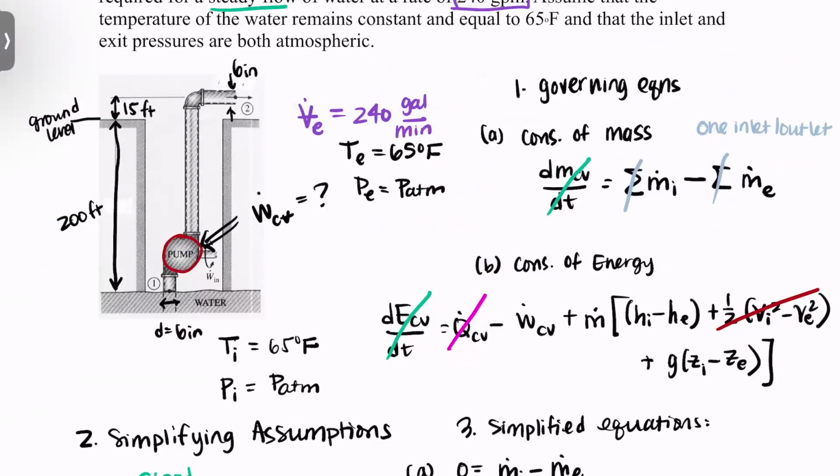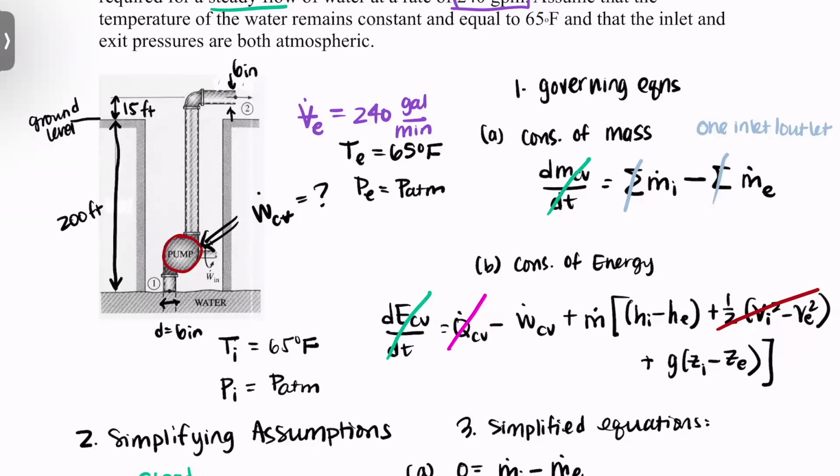This was kind of a trick question. That was mean of me. So when we're looking at elevation differences, we need to figure out where Z equals 0. And it doesn't matter where you put Z equals 0, as long as you're consistent when you measure ZI and ZE. Okay? So where should we put Z equals 0?